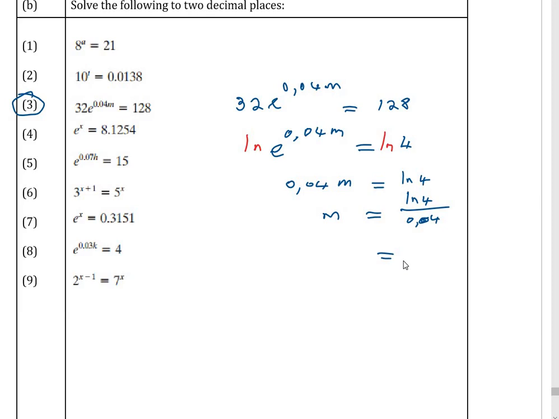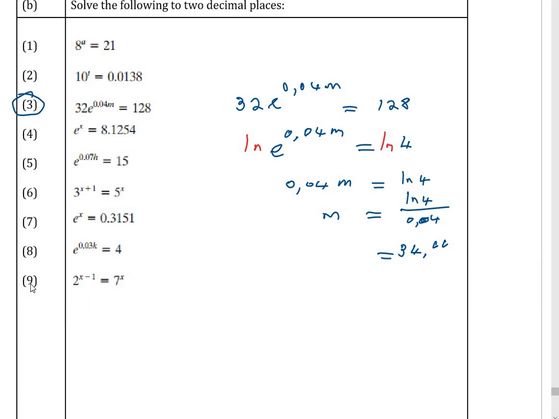All right, ln 4 at the top, 0,04 at the bottom. It looks like 34, I hope I did that correctly. Just check it, please. 34,66. Okay. I really think this is not difficult.